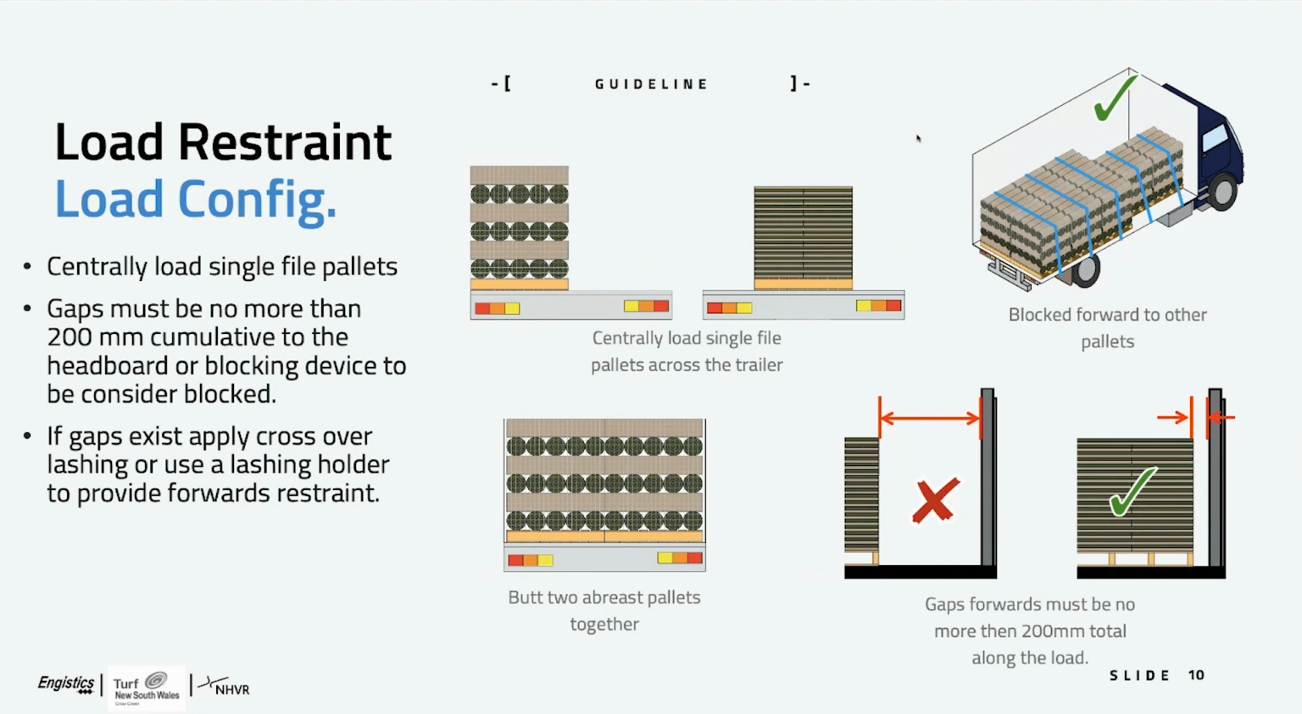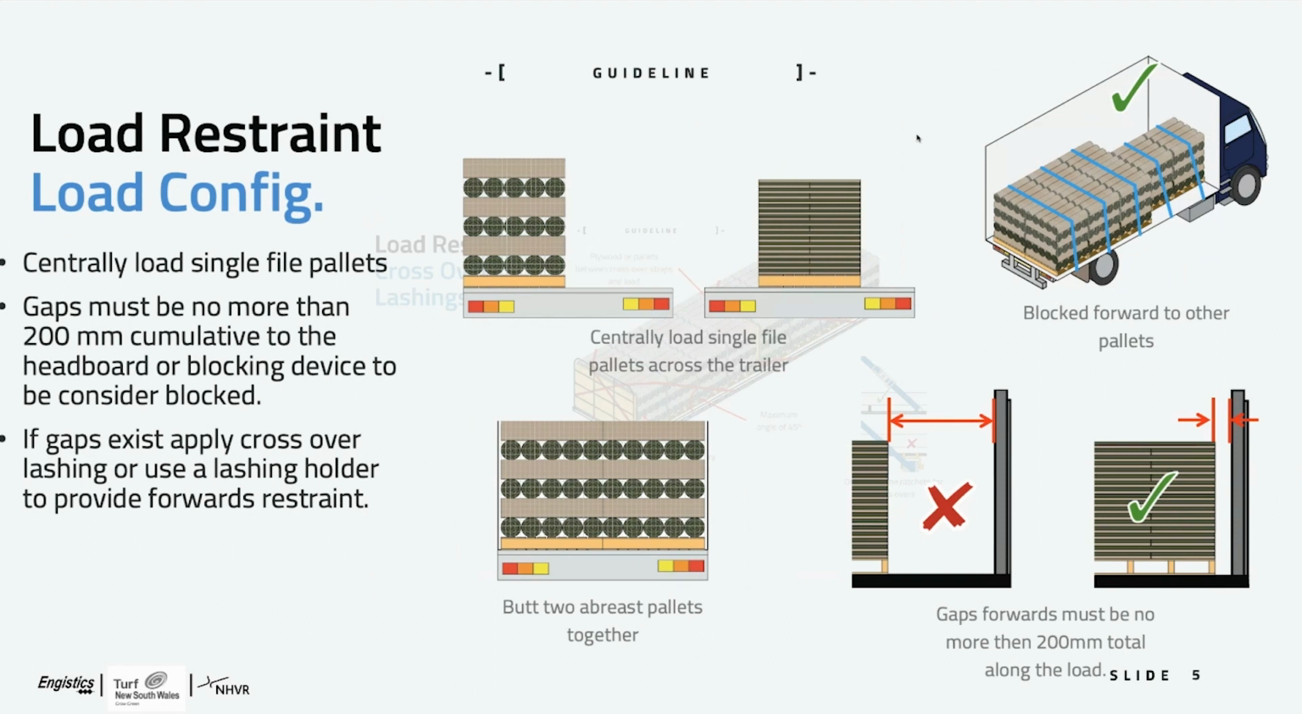That means 200mm for the first gap, and then with all the gaps added together, it must not be above 200mm. If large gaps are there in the load due to things like axle mass requirements, you should be looking at applying something like a crossover or lashing holder in place. And when we're loading abreast, we want to butt the pallets as tightly together as possible.